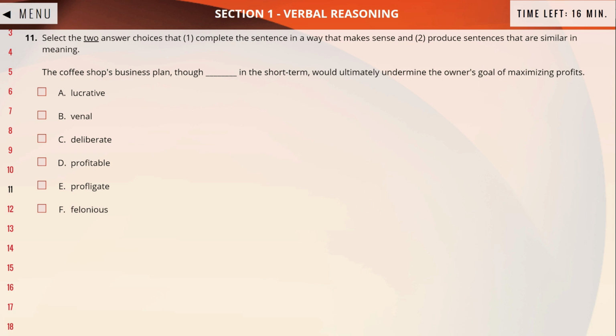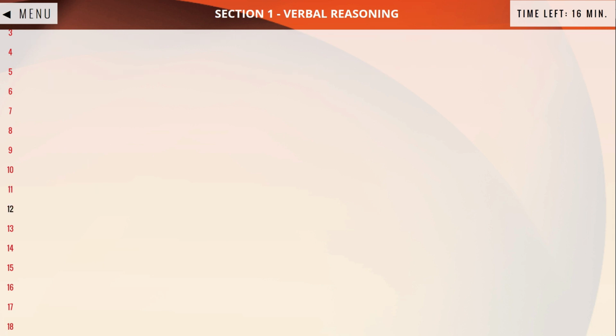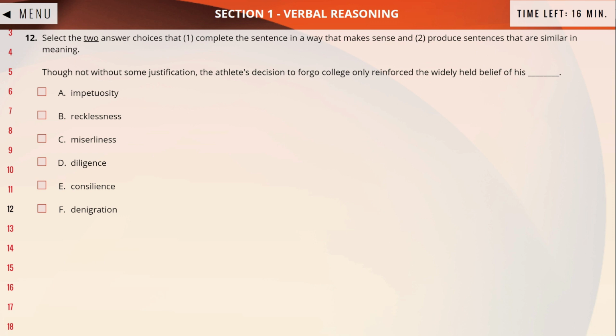Okay. Select the two answer choices that complete the sentence in a way that makes sense. Oh, sentence equivalence. The coffee shop's business plan, though something in the short term, would ultimately undermine. So though it's great in the short term, it would undermine the goal. So it's lucrative in the short term, profitable in the short term, but in the long term, we undermine our goal of being profitable. Happy with that? So, okay.